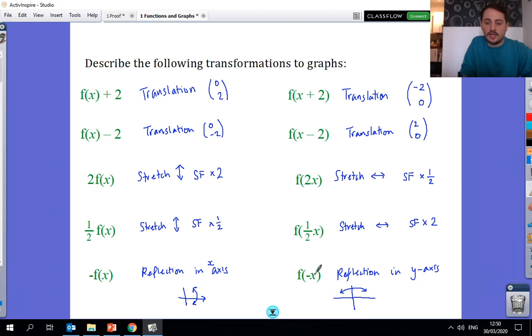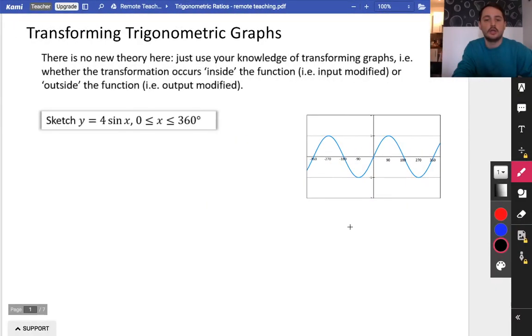And that's because you're taking any of the x values. Let's say you were taking the x value 3. Instead of putting in 3, you're actually putting in -3. So you end up with what you get over there. Okay? So you need to make sure that you know all of these ones, because if you can't do these ones, you're going to find the trig ones pretty tricky. Okay? So let's have a look now at trying to transform trig graphs.